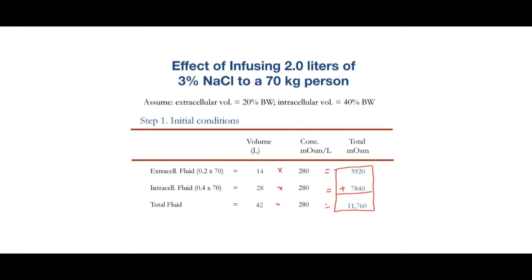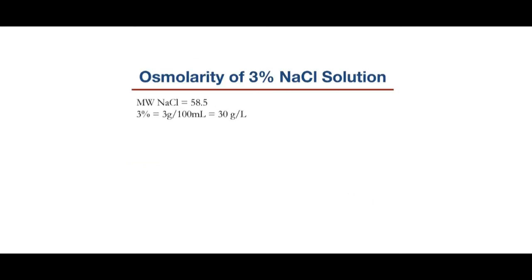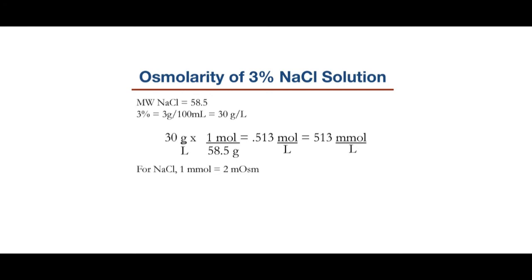All right, so first off, the calculation that we just ran through verbally, I have it up here so that if you didn't catch all of that, we'll walk through it together. 30 grams per liter, because it's 3 grams per 100 mils, gives you that 30 grams. You multiply it by 1 mole over the molecular weight, you get 513 millimoles. 1 millimole is 2 milliosmoles because it's going to dissociate in a solution. So you convert millimole to milliosmoles, you get 1026 milliosmoles per liter.